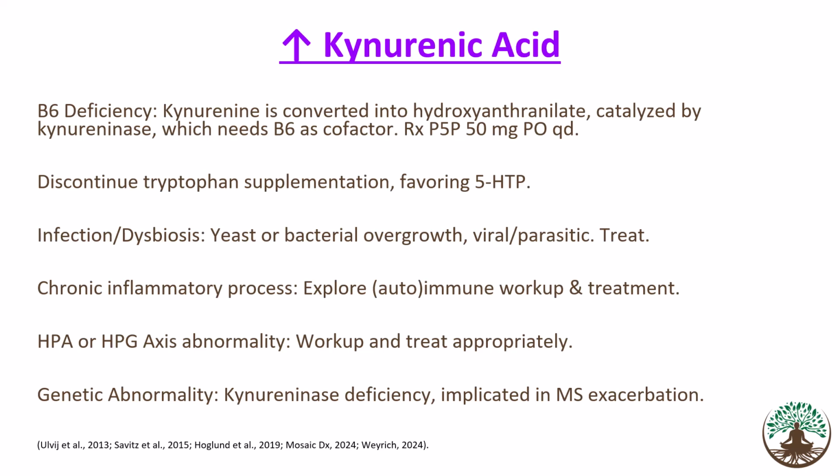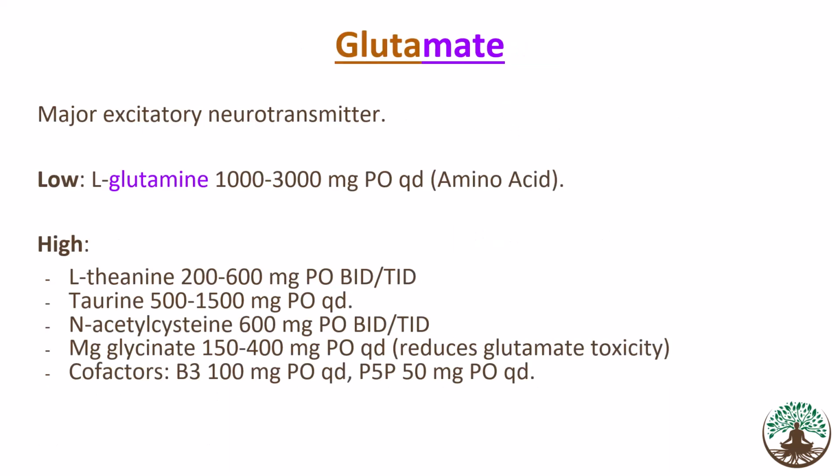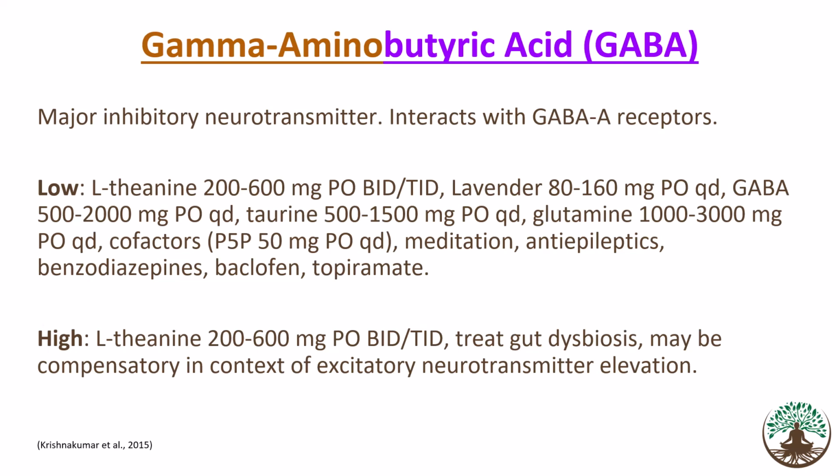Glutamate is the major excitatory neurotransmitter. Low levels of glutamate can be supported by incorporating the amino acid glutamine. For high glutamate, consider L-theanine, taurine, N-acetylcysteine, magnesium, and cofactor support. Gamma-aminobutyric acid, or GABA, is a major inhibitory neurotransmitter. It predominantly interacts with GABA-A receptors to modify activity.